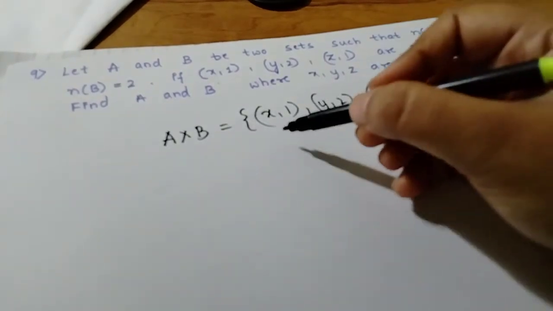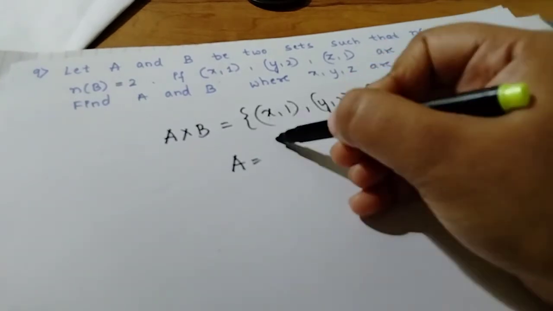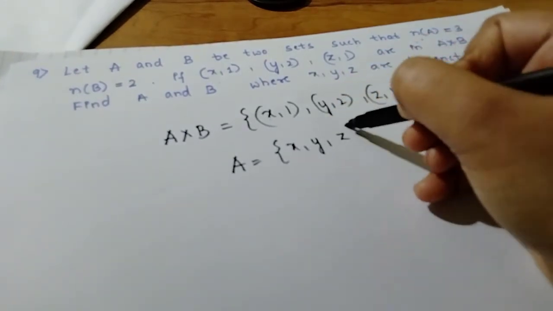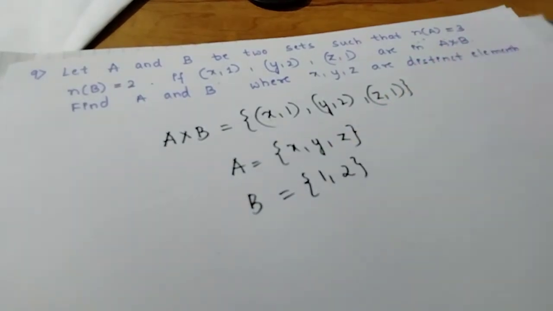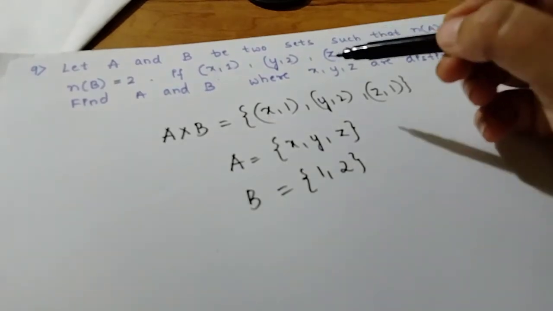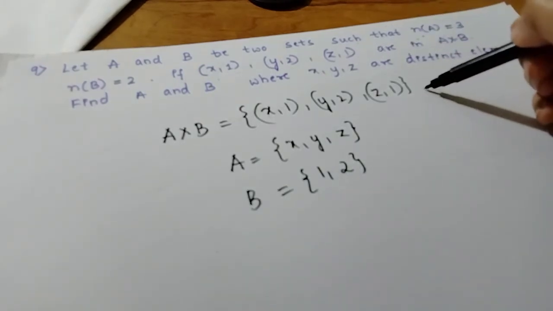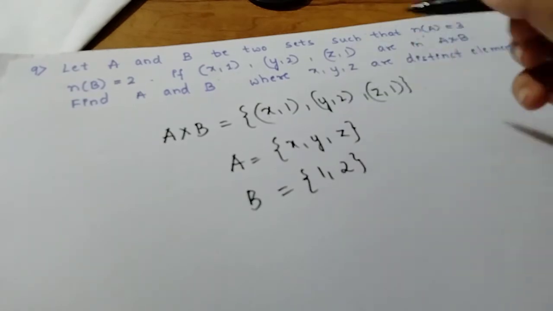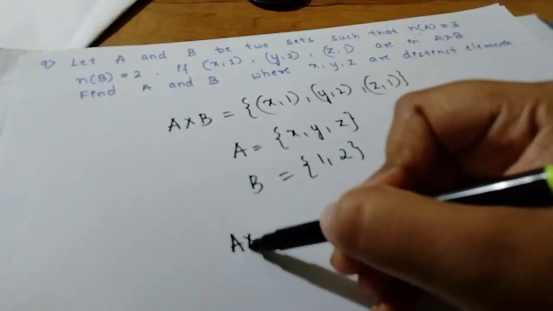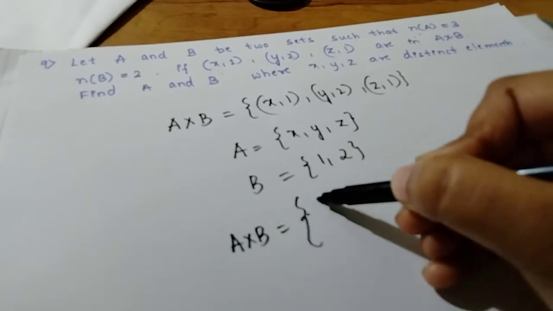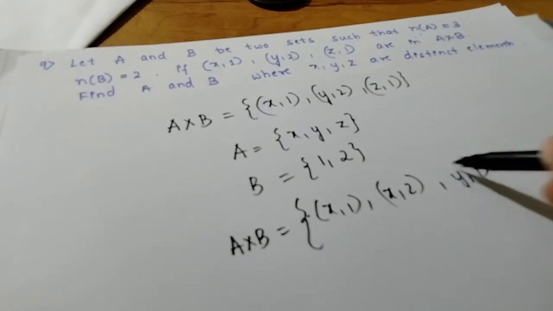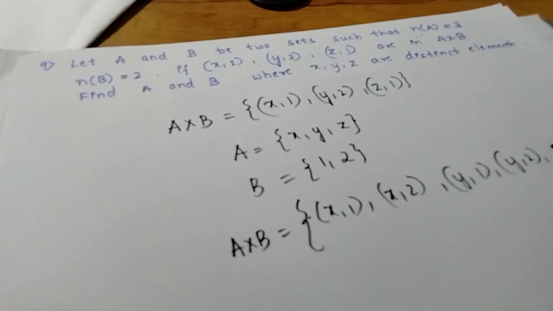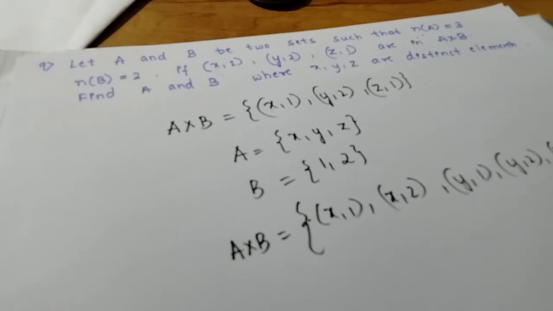A cross B is given. So what does A become from this? The first elements: so x, y, z. What about B? B will be equal to 1, 2. Clear? Even if you compare and write, you can write these elements. So what will your A cross B be if you write it? It will be equal to (x, 1), (x, 2), (y, 1), (y, 2), (z, 1) and (z, 2).